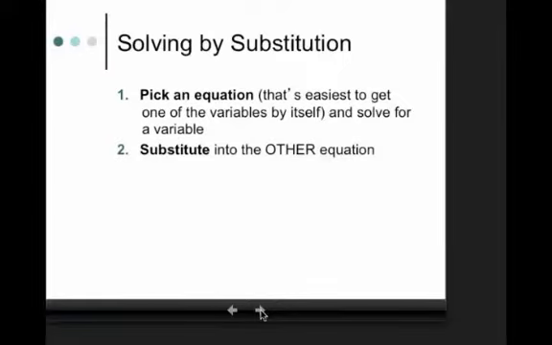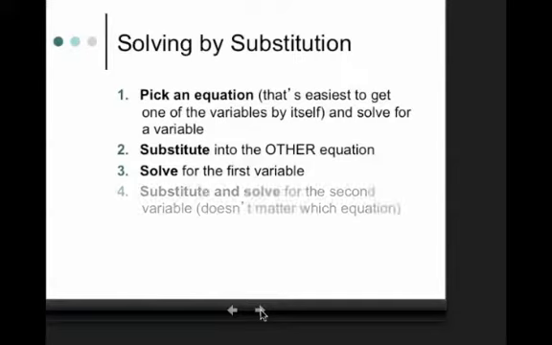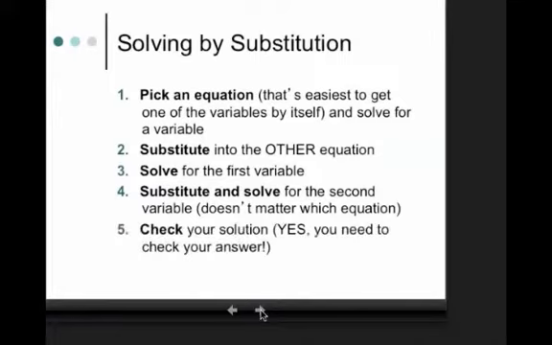Step 2, you're going to substitute the first equation into the second equation. It's very important that you choose the other equation. Otherwise, you're just going to be in a circular loop. Then you're going to solve for your first variable. Once you've done the substitution, everything will actually be in one variable, so it's going to be a multi-step equation. Then, once you know what one variable is, you're going to substitute it and solve for the second one. It doesn't matter which of the two equations you use. And lastly, you need to check your solution. You could be coming up with a totally bogus answer and not even know it.